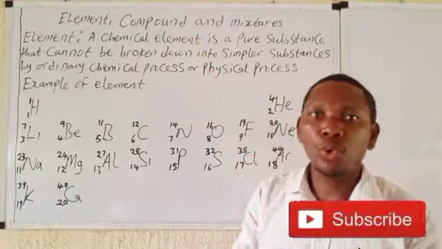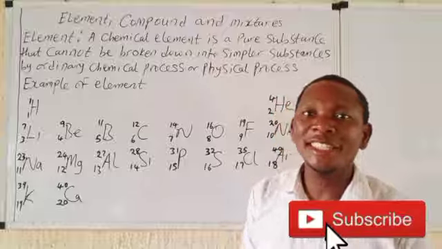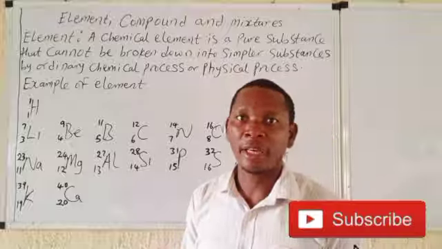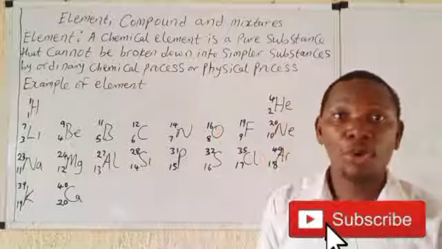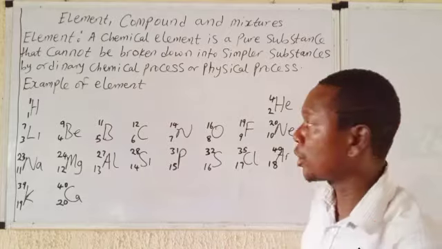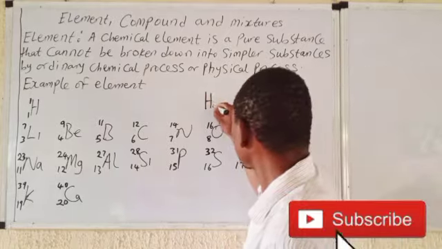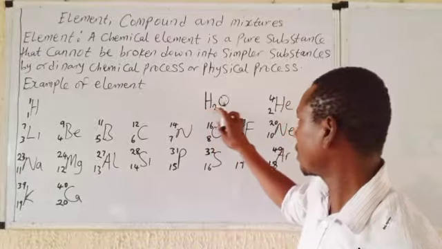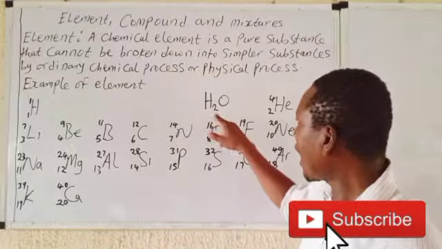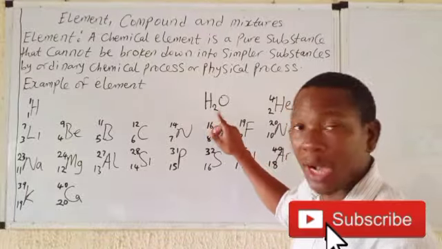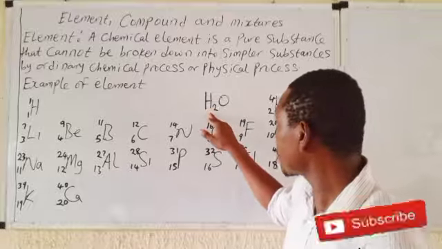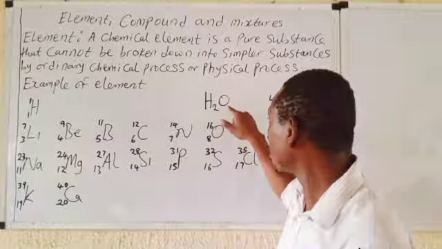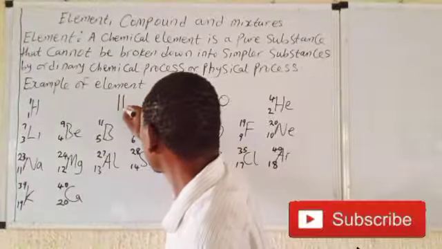A compound is comprised of two or more elements chemically combined together in a fixed ratio. Note that: two or more elements chemically combined together in a fixed ratio. Now let's take a look at our common or universal solvent, water. Water comprises two elements, hydrogen and oxygen. Note that two atoms of hydrogen are present in this molecule, while one atom of oxygen is present.